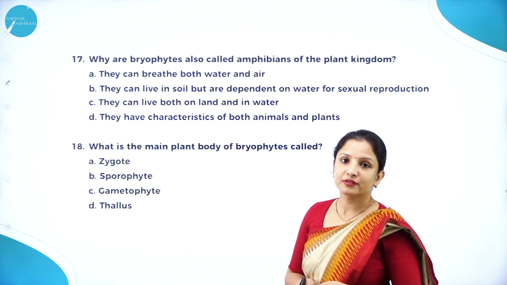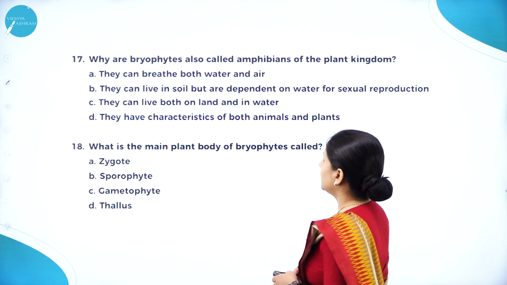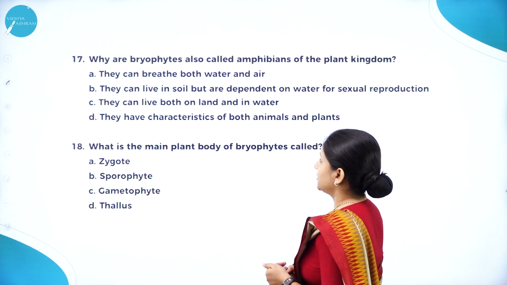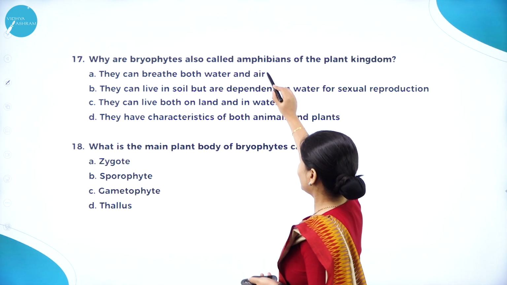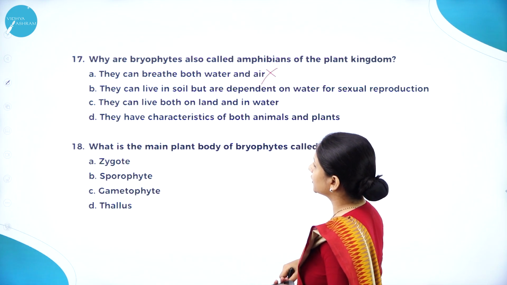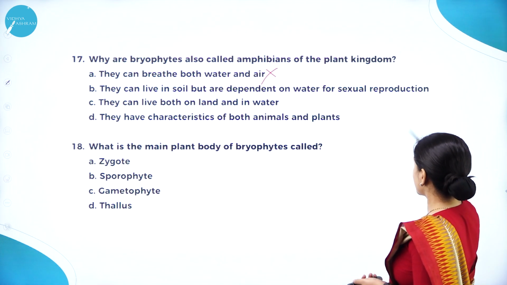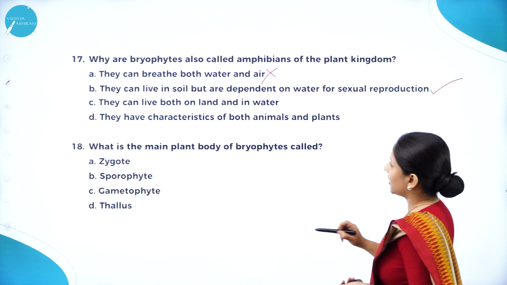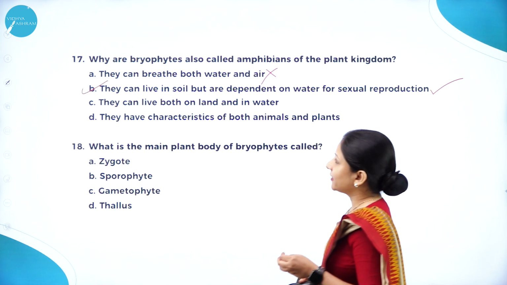So what do amphibians do? They're capable of living both on land and water, right? Here are the options. They can breathe both water and air. No, that's not true. That's not suitable for this. They can live in soil but are dependent on water for sexual reproduction. Yes, this is the right answer. Option B is the right answer.